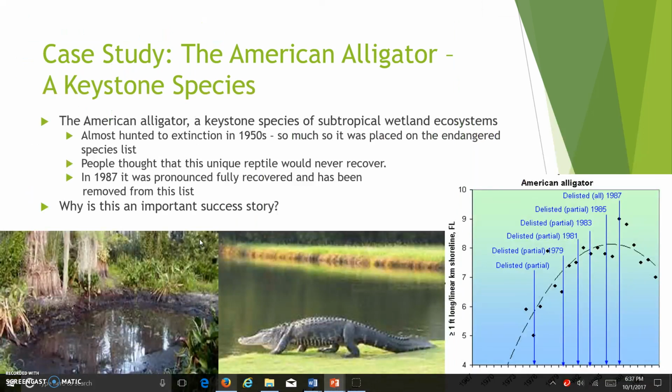So let's talk about another keystone species, the American alligator. The American alligator was a top predator at the top of the food chain and helped control numbers of rodents and other animals that might overtax the marshland vegetation. It's considered a keystone species in wetland ecosystems, and it was almost hunted to extinction in the 1950s. As a result, it was placed on the endangered species list.